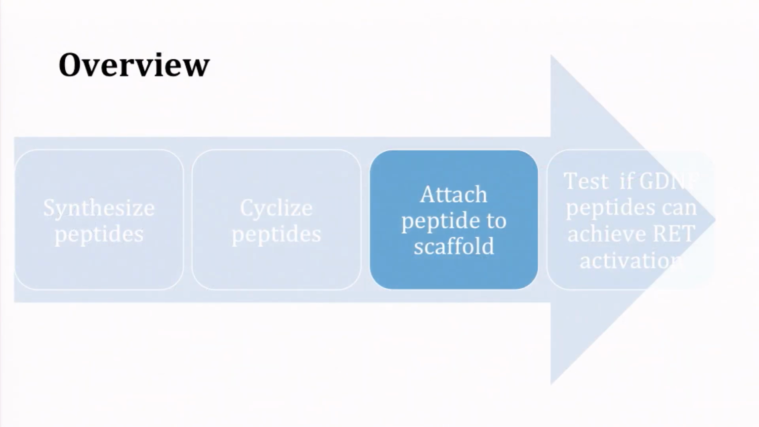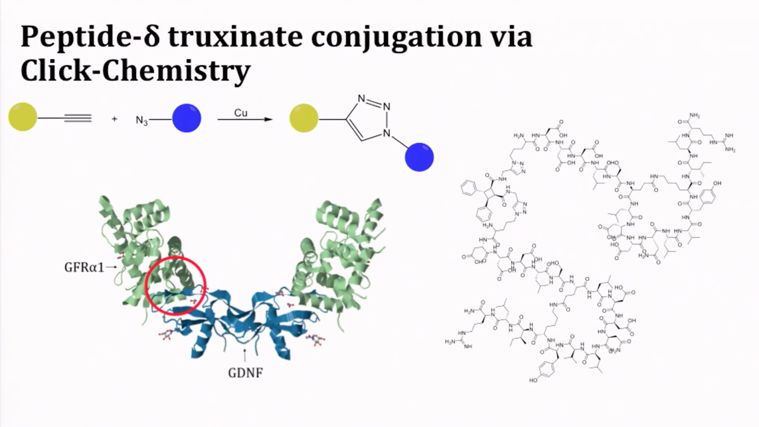And then finally, we attached the peptide to the scaffold to form that homodimer. And this was done using click chemistry. So in the end, we get a nice triazole ring, and you can see that ring right here. So this allowed our linker to attach to our peptide.